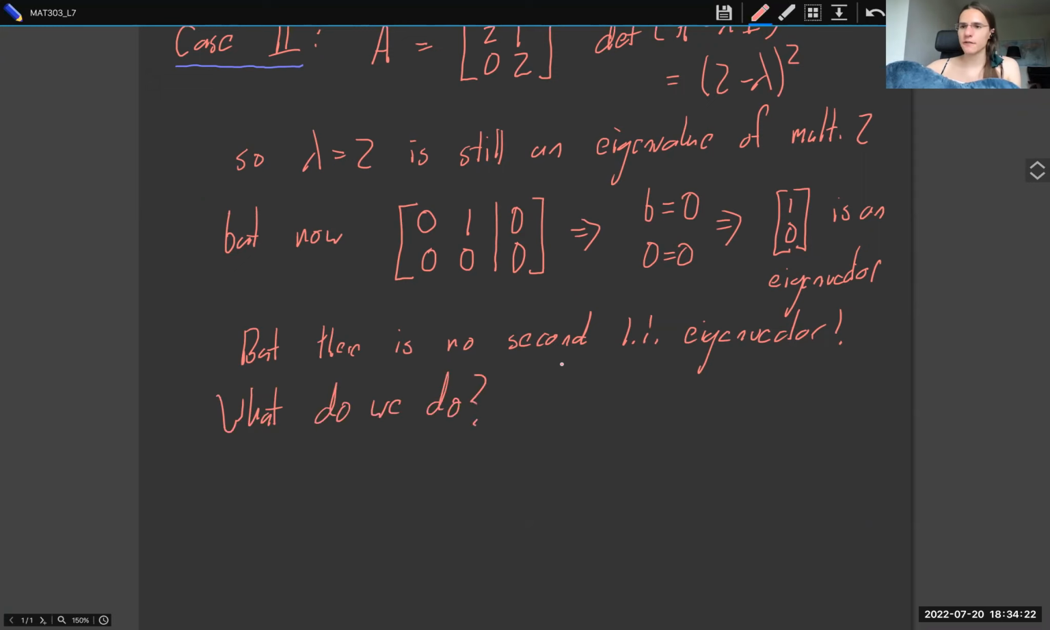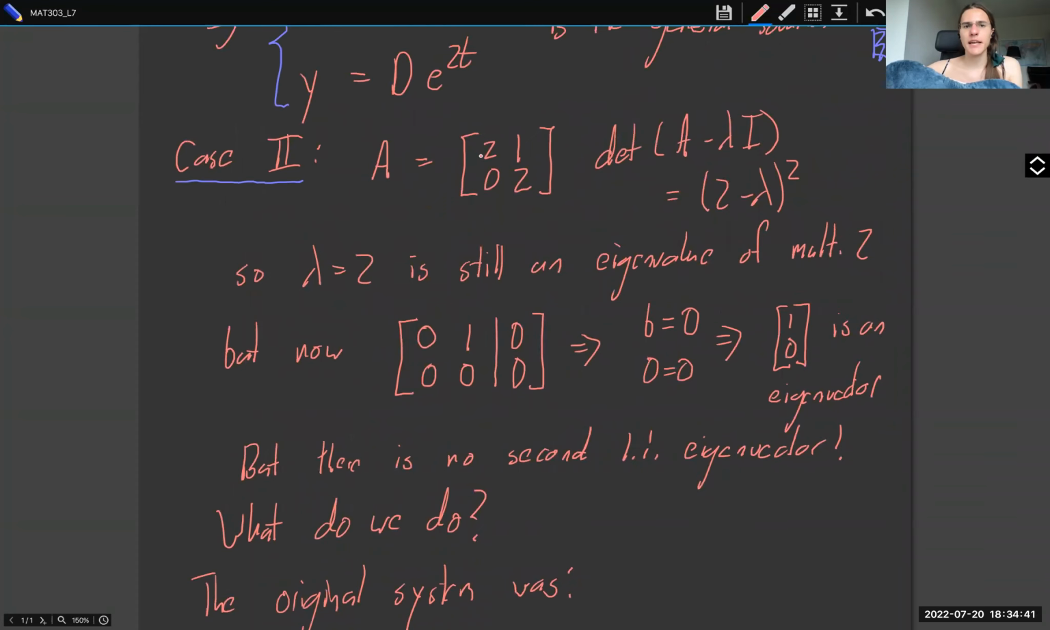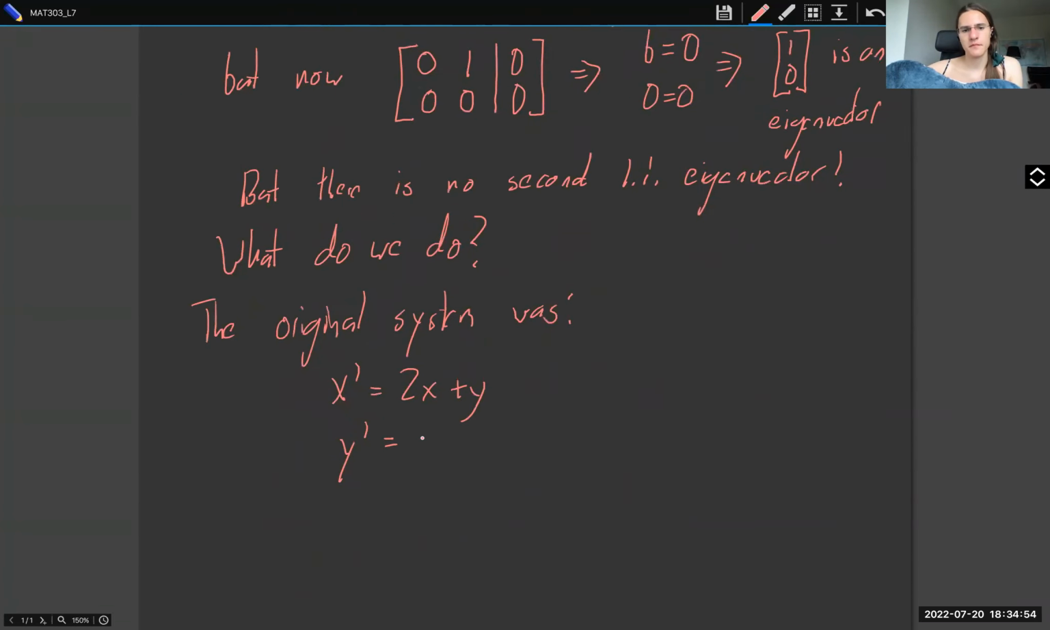Well, actually, we can solve this problem without using matrices. Let's think about the equation. The original system was x prime is 2x plus y, and y prime is equal to 2y, right? So we're able to solve for y. What does y equal?